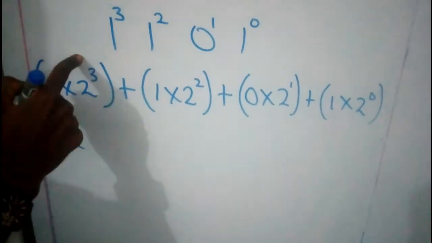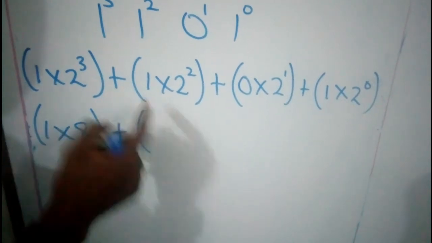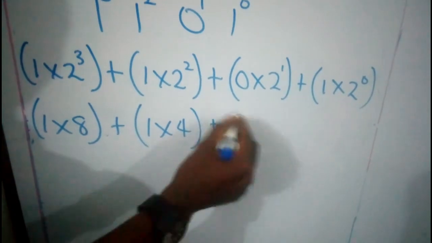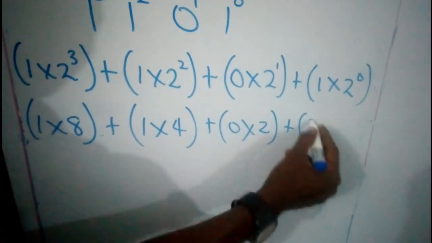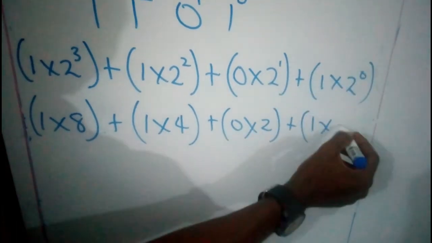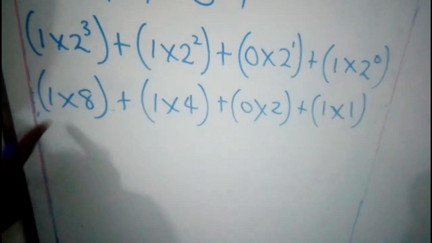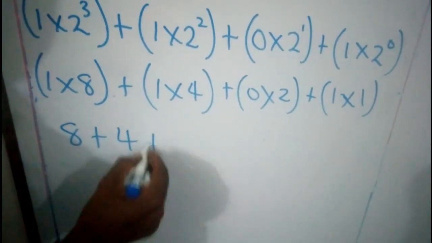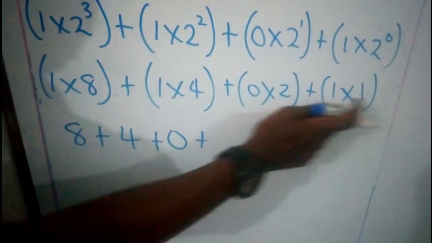Let's solve the powers. 1 times 2 raised to power 3, and 2 raised to power 3 is 8. Plus 1 times 2 raised to power 2, that is 4. Plus 0 times 2 raised to power 1, that is 2. Plus 1 times 2 raised to power 0, that is 1. Anything raised to power 0 is 1, remember? Okay, let's open our bracket. 1 times 8, 8. 1 times 4, 4. 0 times 2 is 0. Anything multiplied by 0 is 0.